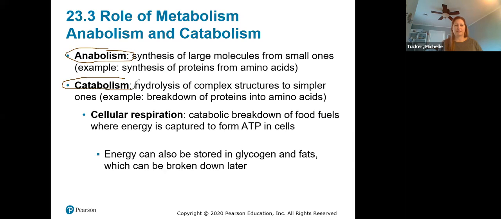Catabolism is what we're going to be focusing on today. It is going to be breaking down, hydrolyzing larger structures. We started catabolism in the last chapter, where we were breaking down food molecules through digestion, and then we needed to break them down for absorption. Today, we're going to be looking at a different aspect of catabolism, which is cellular respiration. This is where we're breaking down food in order to form ATP. Energy can also be stored in glycogen and fats, which can be broken down later.